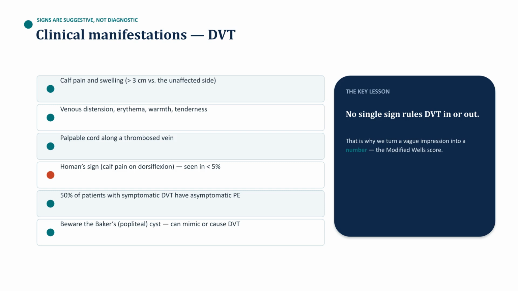Clinically, DVT presents with various signs, but none are diagnostic on their own. Because symptoms are often nonspecific and can be mimicked by conditions like a Baker's cyst, we rely on the modified Wells score to objectively calculate pretest probability and decide our next clinical steps.